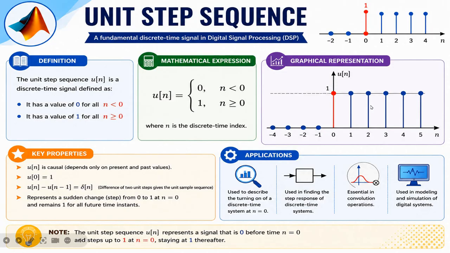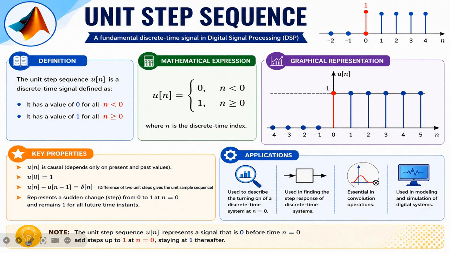So here you can see the graphical representation, which displays the sequence using a stem plot, the standard way of representing discrete time signals. At n equal to 0, the signal rises to an amplitude of 1 and remains at 1 for all the positive values of n. This permanent transition from 0 to 1 gives the signal its name, the step sequence.